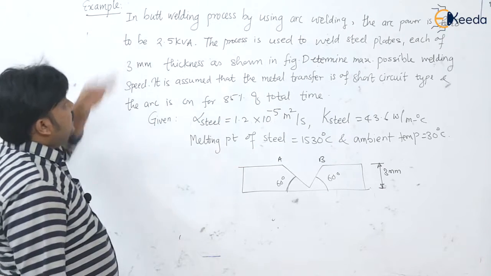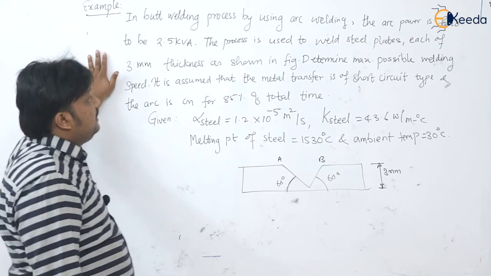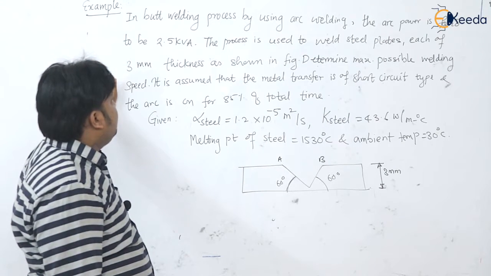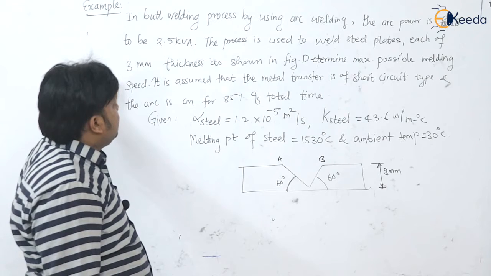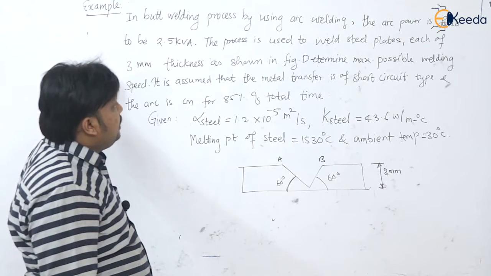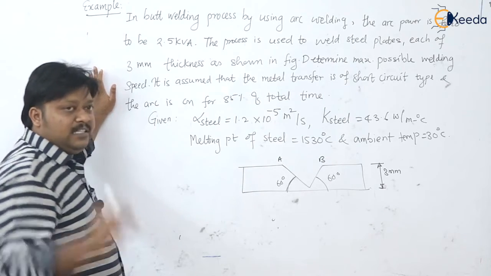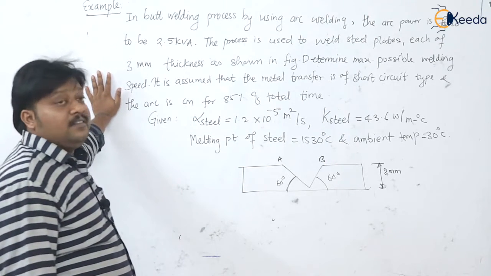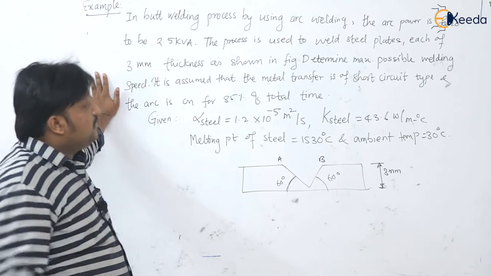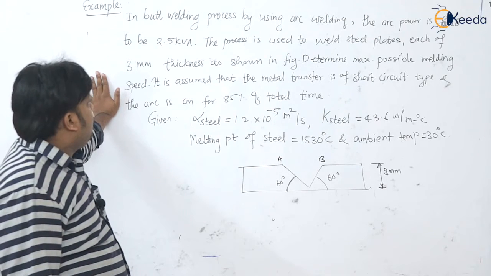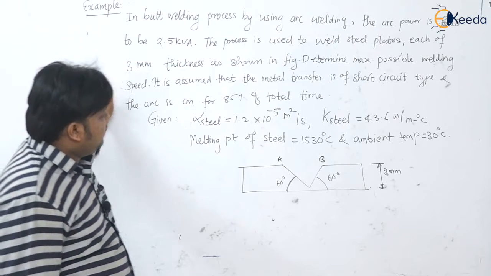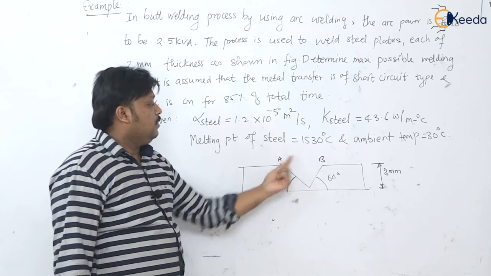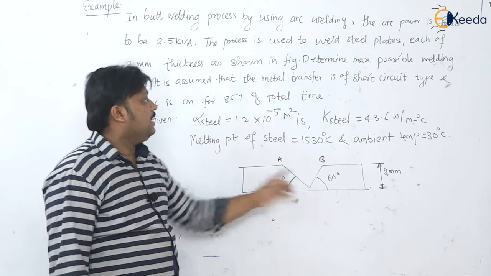In a butt welding process by using arc welding, the arc power is found to be 2.5 kilovolt ampere, that is kilowatt. The process is used to weld steel plates each of 3 millimeter thickness. That is a very thin plate and butt welding is there, so definitely you can assume it is a two-dimensional heat flow. As shown in the figure, these are 3 millimeter plates. This is your weld and a groove angle is given.